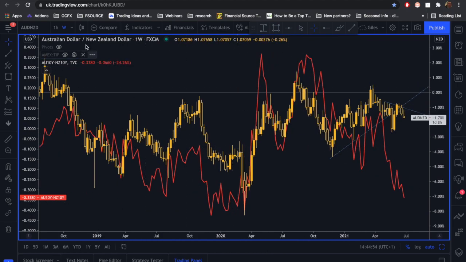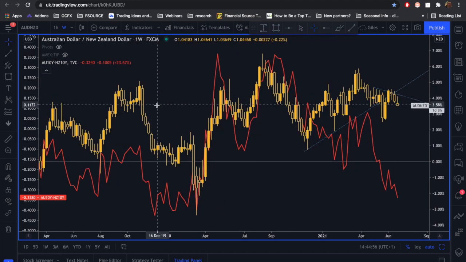So what you can see at an immediate glance is that the bond yield spread is a very reliable indicator of where the price is going to go. You can see here that as the bond yield spread moved lower, the Australian dollar, New Zealand dollar pair moved lower. So the bond yield spread gives you a risk profile between two different nations. In this instance, it's the nation of Australia and the nation of New Zealand.